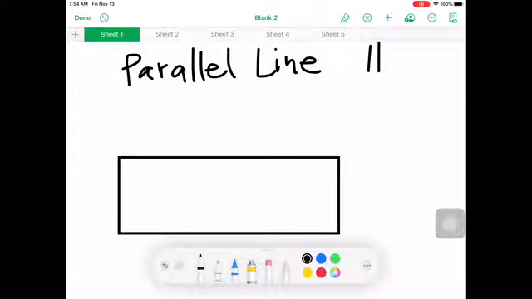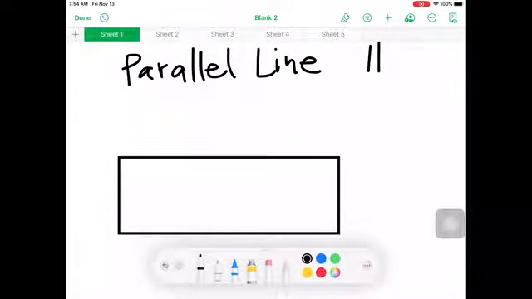If you extend these out a long, long time, they will never cross. Think about railroad tracks. Think about lines on a road. They never cross. If a railroad track does cross, you have some problems. Train derails. So parallel lines.